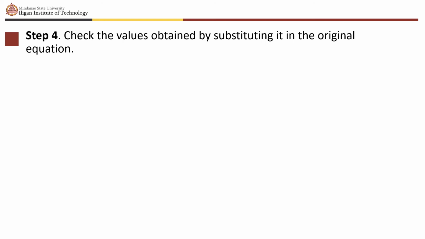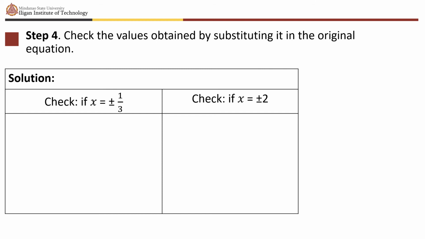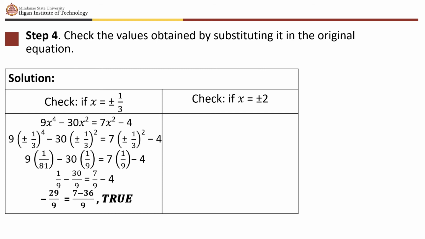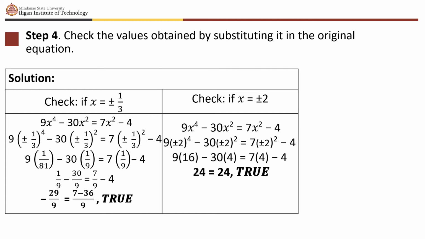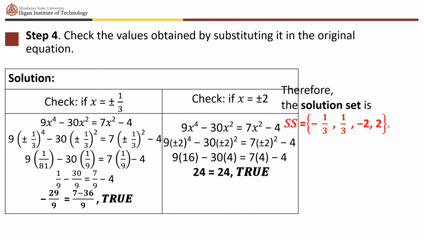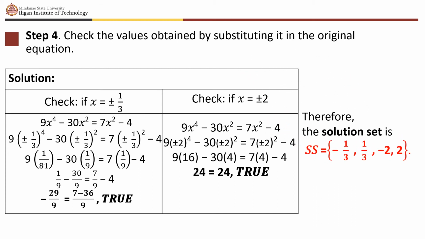And then lastly, you have to check the values obtained by substituting them in the original equation. Since x is equal to plus or minus 1/3, you can verify that one and come up with a true value. Similarly, you can verify if x is equal to plus or minus 2. If it's true, that means those are the solutions. So the solution set is composed of negative 1/3, 1/3, minus 2, and 2.